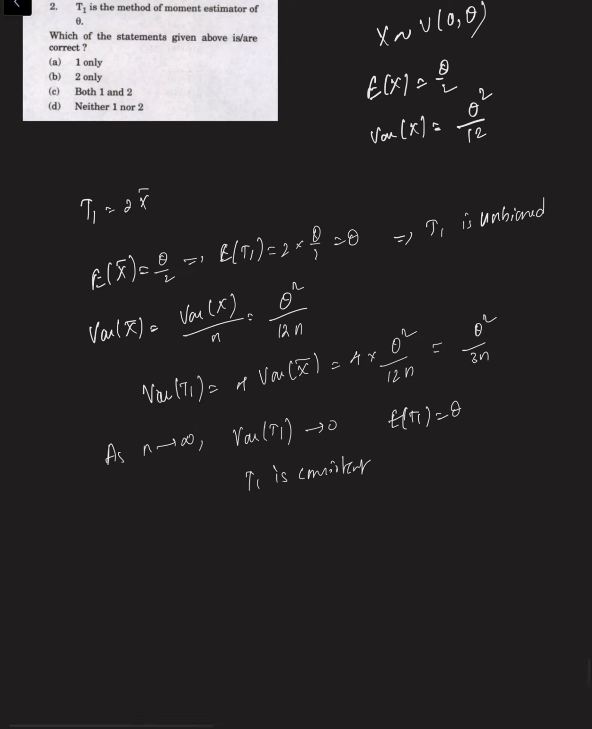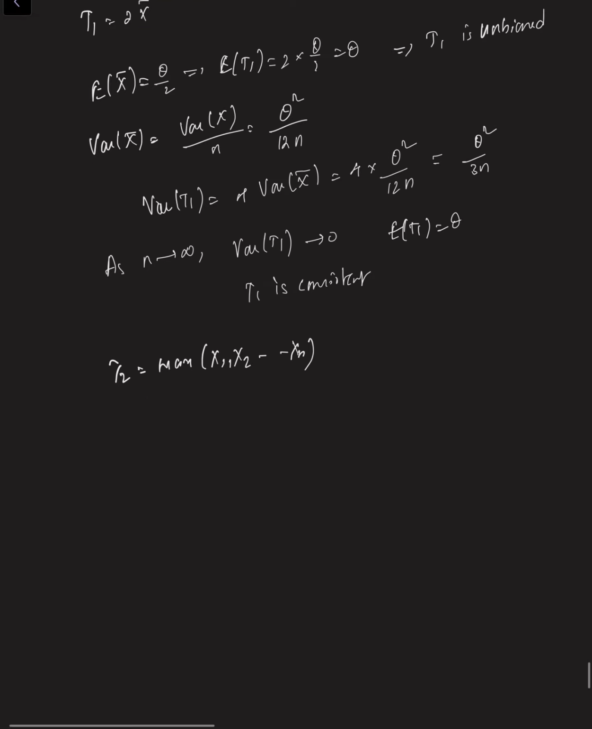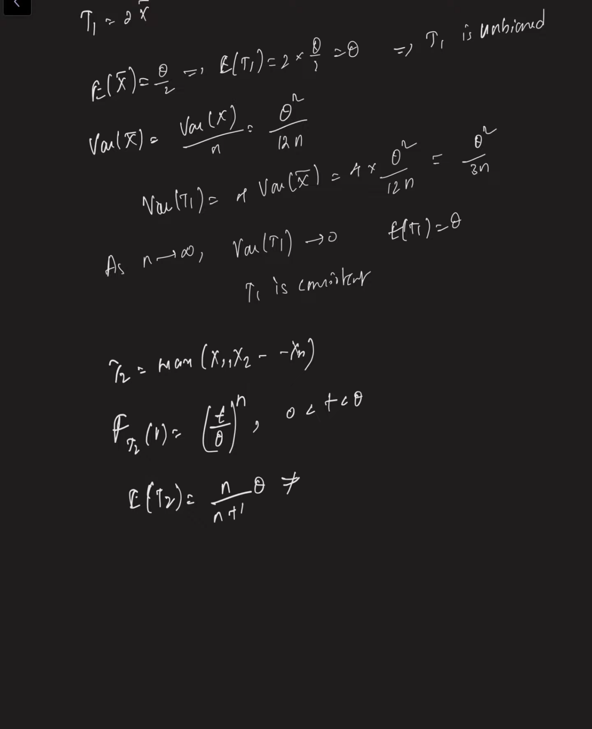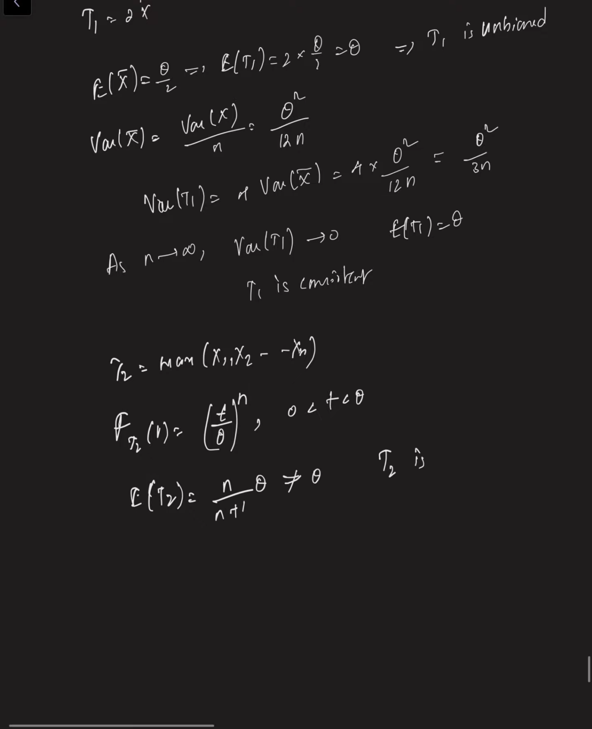And if we check for T2, T2 is the maximum order statistic of x1, x2 and so on xn. So the distribution f T2 of t is nothing but t by theta whole to the power of n, where 0 is less than t is less than theta. So expectation of T2 is nothing but n by n plus 1 times theta, which is not equal to theta. So therefore T2 is biased.